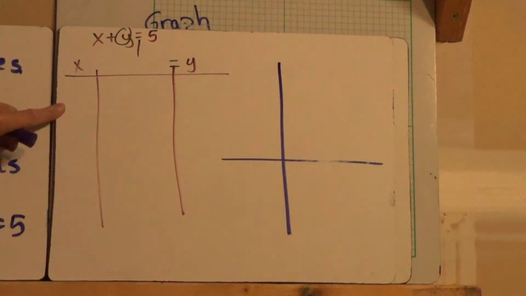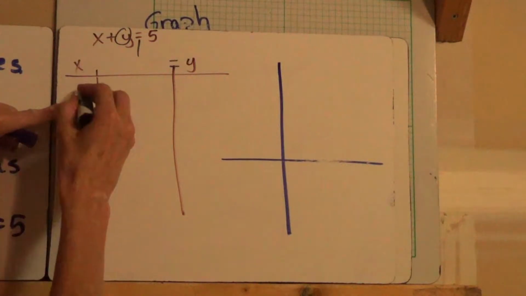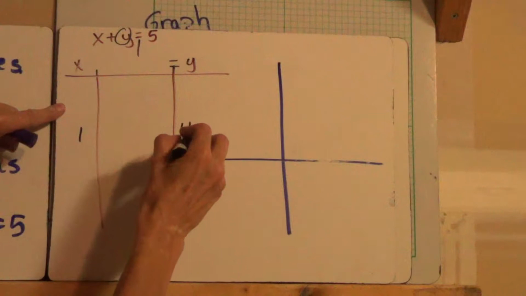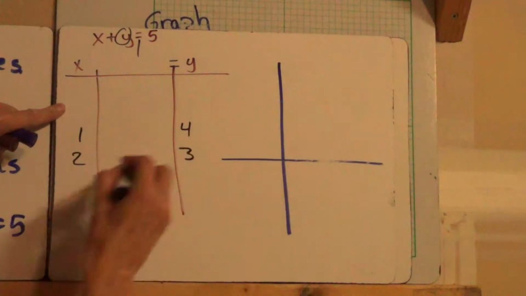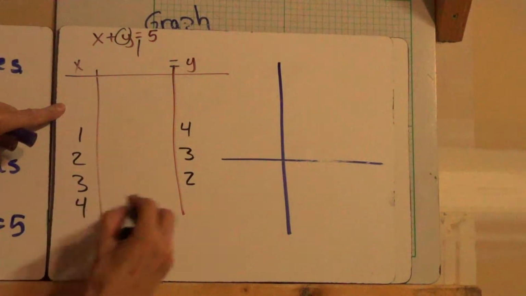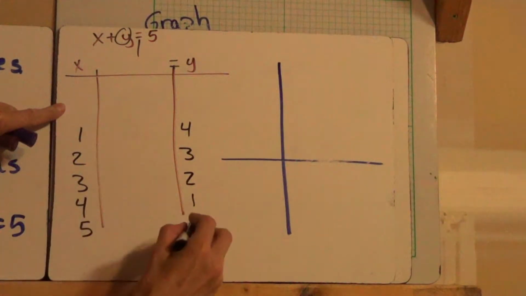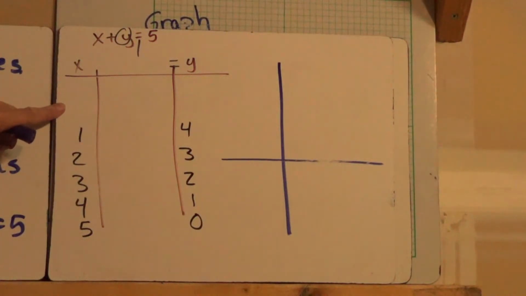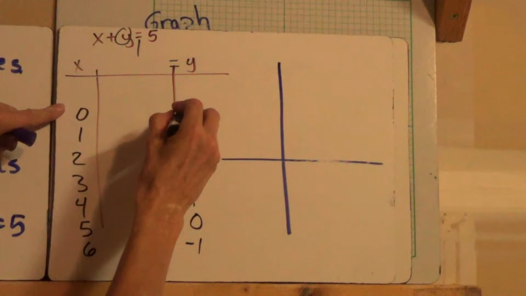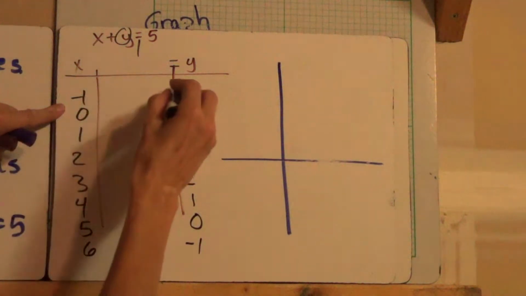well, you wouldn't even have to do that really, in all honesty. You know they're adding to equal 5, so let's just start at 1, 4, 2 and 3, 3 and 2, 4 and 1, 5 and 0. Can we keep going? Absolutely, we could go 6, -1. Or we could go up here, 0, 5, -1, 6.